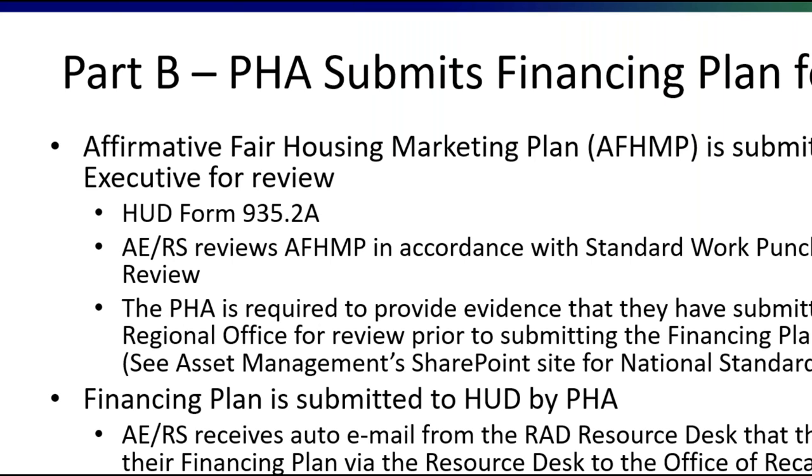What happens next is they prepare an affirmative fair housing marketing plan, and it is submitted to the account executive. The account executive will process it as they normally do process any other, and this might vary somewhat depending on the region. You do what you normally would do with your fair housing marketing plans. But you can follow the standard of work at the asset management SharePoint site. And then prior to that, once that is done, then the financing plan is submitted. They only accept the financing plans once they have received proof or documentation that the fair housing and marketing plan has in fact been submitted. Not approved, but submitted for review.